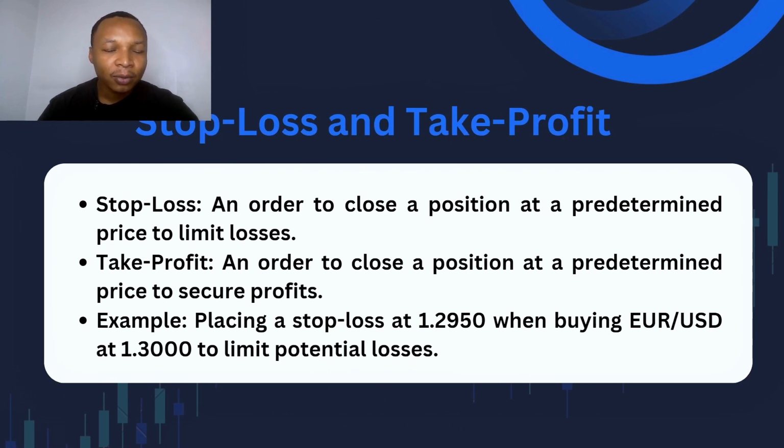Now, stop loss is an order to close a position at a predetermined price to limit losses. So if I'm trading my $10, remember the last example I gave, I have a $1,000 account with a 1:100 leverage, and I'm taking a trade of say about $10, which is the minimum I can use with that margin. All right. If I'm trading $10, I'm purchasing $10 worth of Euro USD.